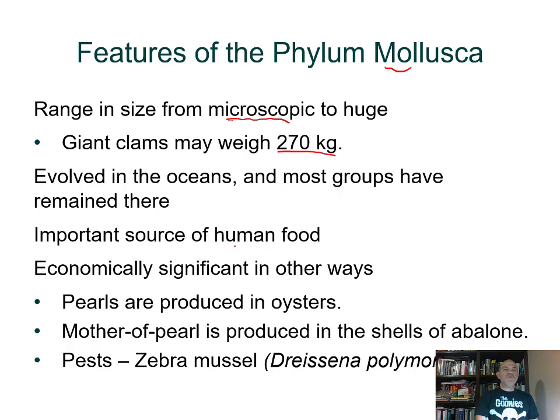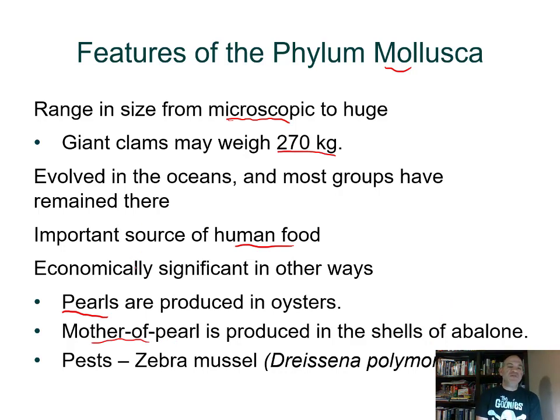Some of them are important food sources for humans, and that's important economically because food's a part of our economy. Some affect our economy in other ways. Oysters, for example, produce pearls, which people use for jewelry. The inside of some of the shells is shiny, just like a pearl. It's called mother of pearl. And that may be used for making certain decorative items.